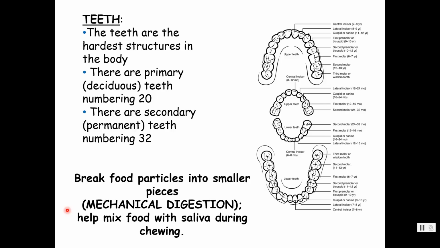Teeth are involved in that mechanical breakdown. You have 20 baby teeth, and then you're going to get 3 more sets of molars after that, and that makes your adult teeth. Your baby teeth fall out, so they're called deciduous teeth. But the role of teeth is that mechanical breakdown of food and mixing it. We get mixing in the mouth with saliva.